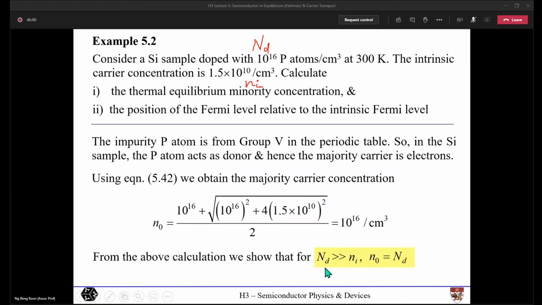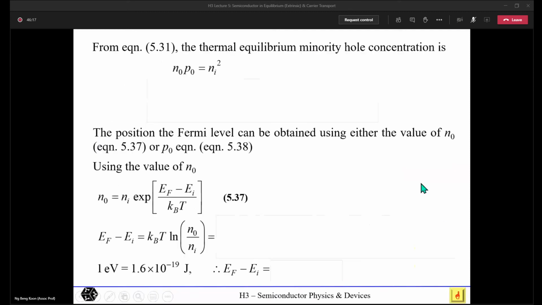So in fact, you don't even need this step. You can just straight away say that because your donor doping is much greater than intrinsic carrier concentration, N naught is approximately equal to ND. That's it, which is 10 to the power 16. The thermal equilibrium minority carrier concentration, which is the hole, can then be calculated using the mass action law, where P naught is Ni squared over N naught. That gives us 2.25 by 10 to the power 4 per cubic centimeter.